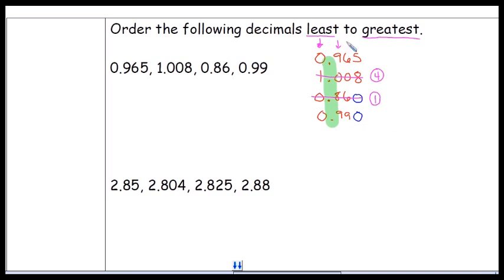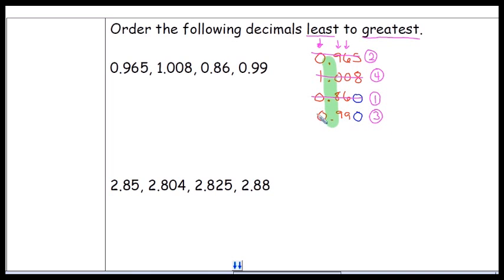Now the last thing I have to do is compare the next decimal place. Because the 9 and the 9 are equal, I have to look at the next number to see which one's going to be smaller, which one's going to be bigger. I know the 6 is smaller than 9, so this 6 right here tells me this one's going to be right after the first one because it's smaller than the 9. So this is going to be the second place, and that makes this one the third place.